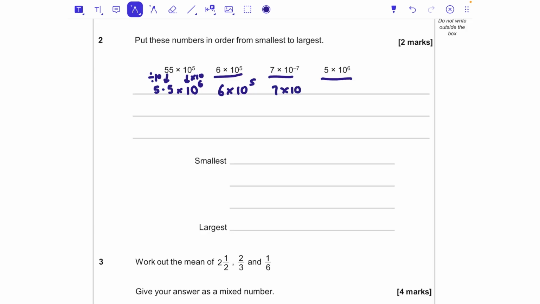7 times 10 to the power of minus 7 and 5 times 10 to the power of 6. Now you absolutely can write all of these as ordinary numbers and take them out of standard form. I personally think it's easier to compare them when they're in standard form.